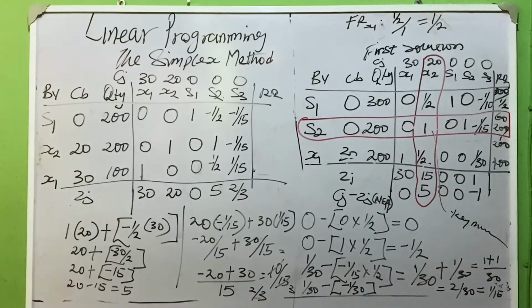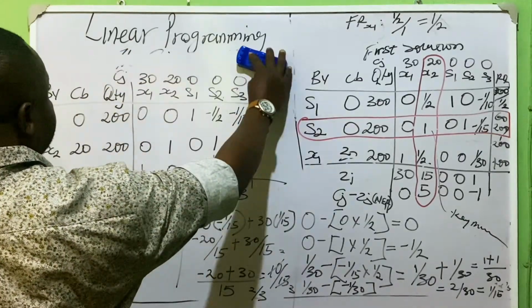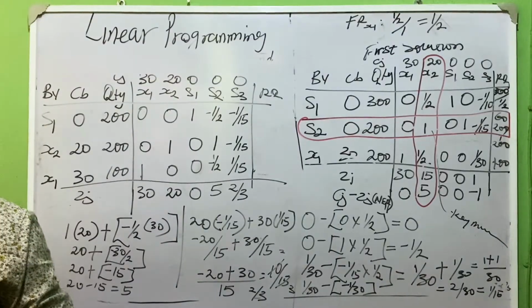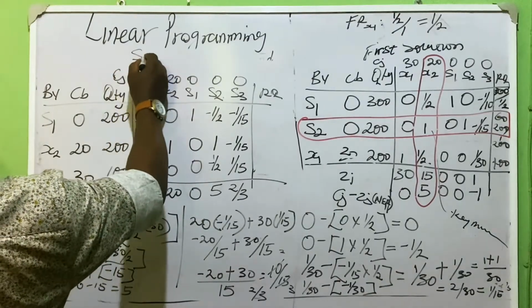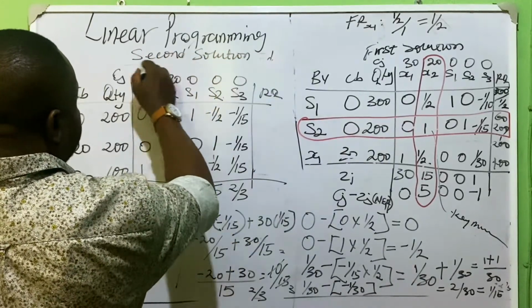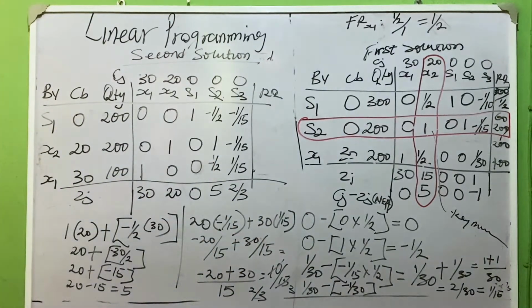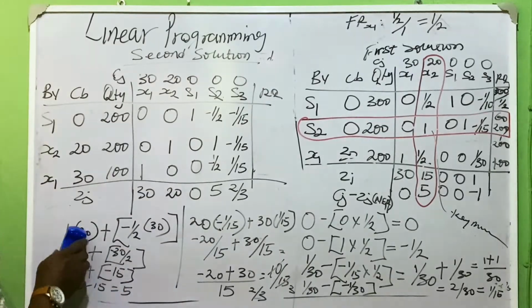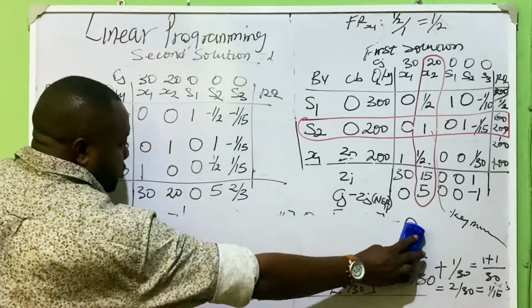So that completes the computation of the Zj values for this iteration. This is now our second solution coming from the first solution. So the next will now be to clean up this and compute our NER, the net evaluation row, where we will now assess to determine whether we've attained optimality or not.